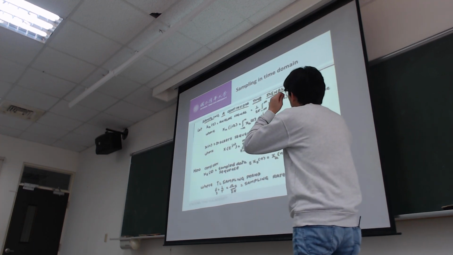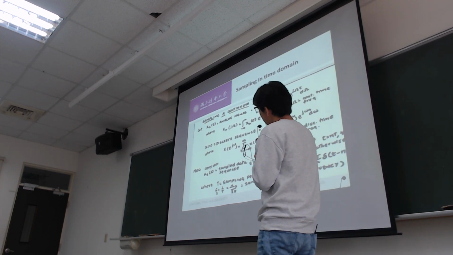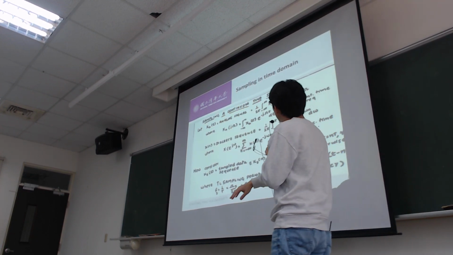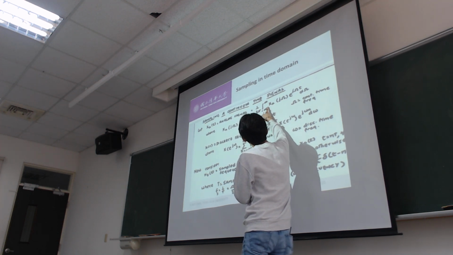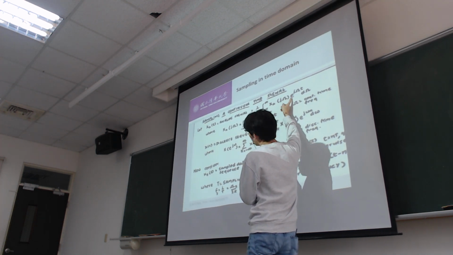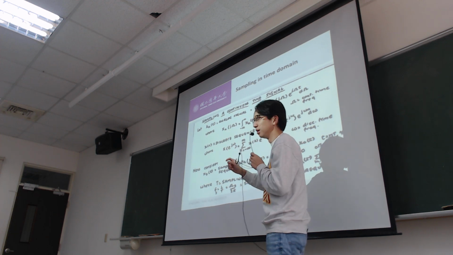So x_a(t) is called an analog signal, continuous in time. It's 1 over 2 pi, integral of X_a(j omega) e to the j omega t.